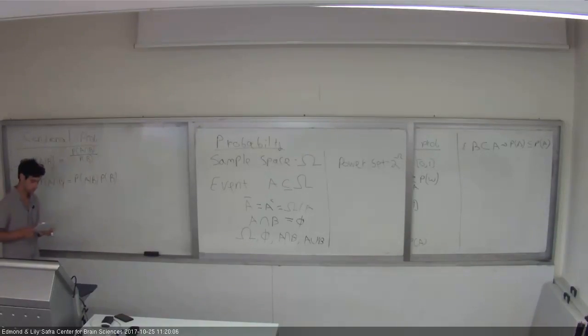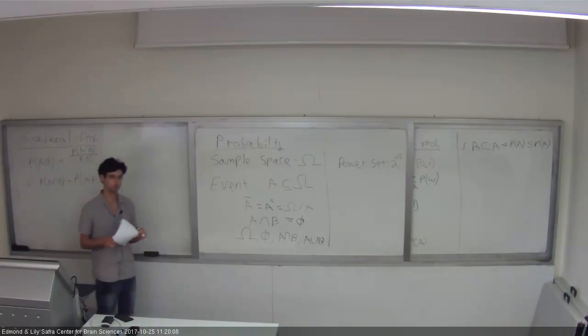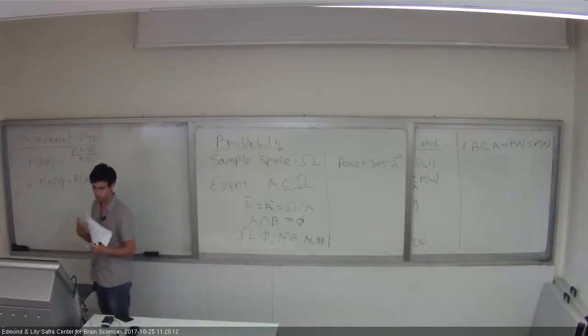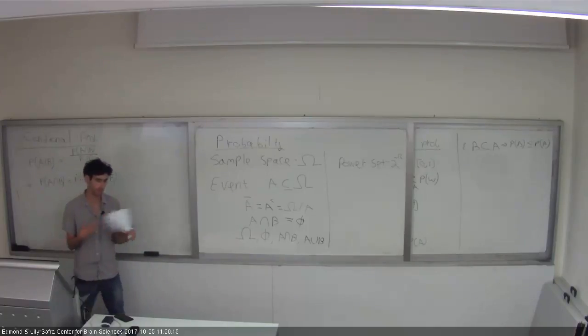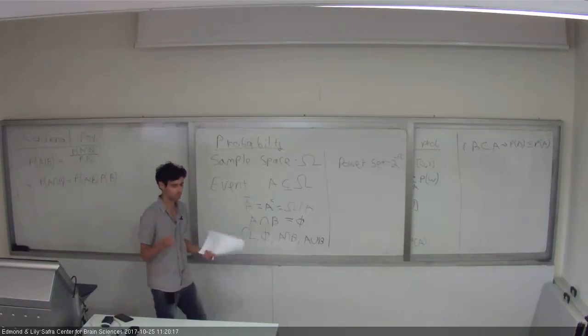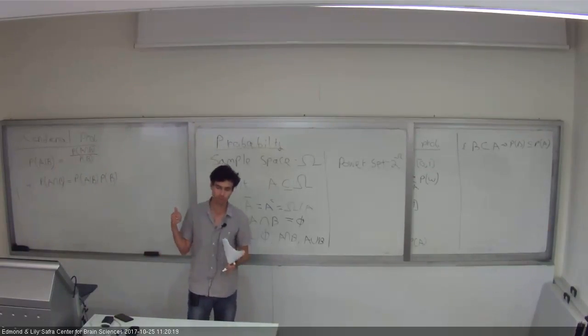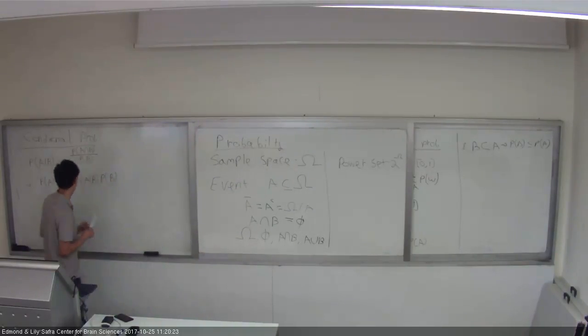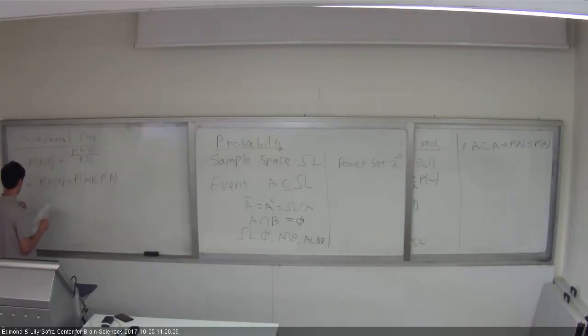Now let's talk about the total probability law. Basically, the total probability law helps us to describe some events with other events that we condition on.